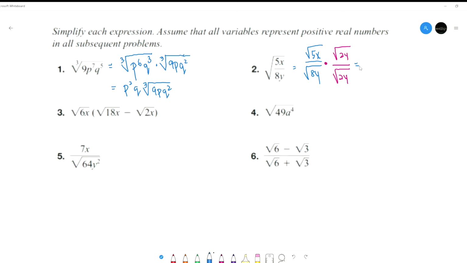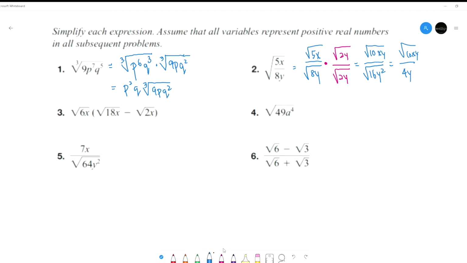Now, why do we do that? Because look, what is 8y times 2y? That's 16y squared. That's how we get a perfect square, right? So in the numerator, we just multiply the radicands and you get radical 10xy over square root of 16y squared. And then we get radical 10xy over 4y, right? We don't have to put the absolute value because they said assume all variables represent positive real numbers. Okay, any questions so far?